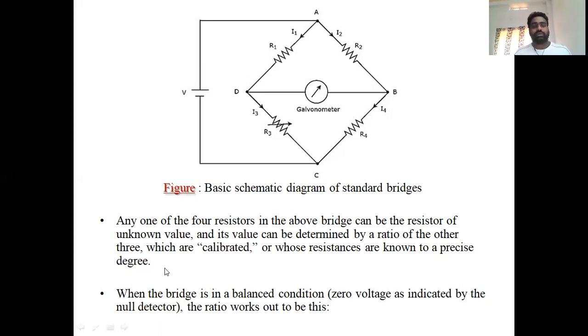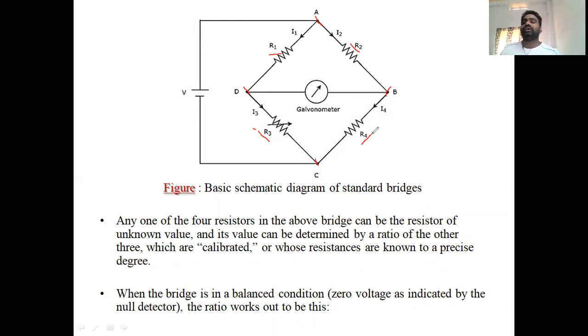One second. This is one arm. From A to D, this is one arm, which has an element R1. From A to B, it is represented as the second arm, which has a resistance R2. From D to C, it is represented as the third arm, having a variable resistance, that is capital R3. From B to C, it is the fourth arm, which has a standard resistance R4.